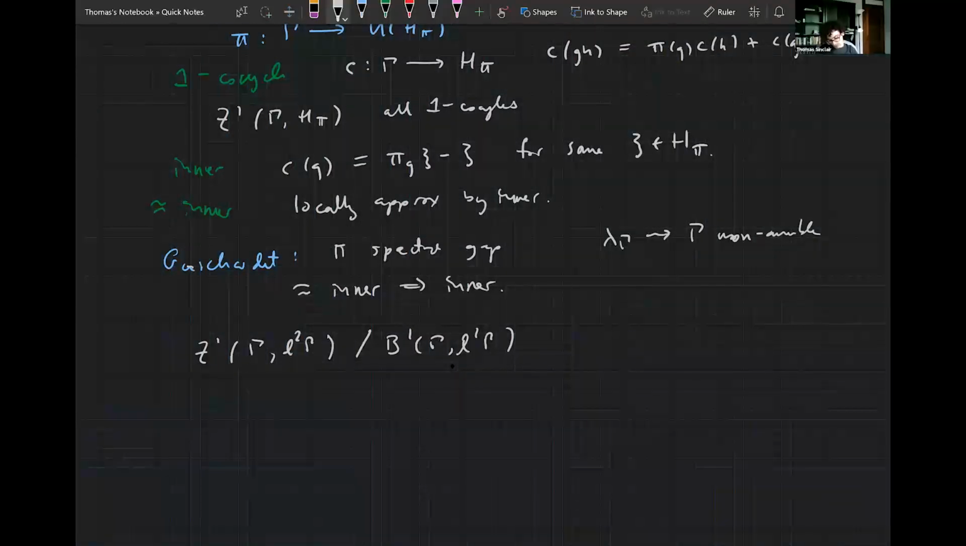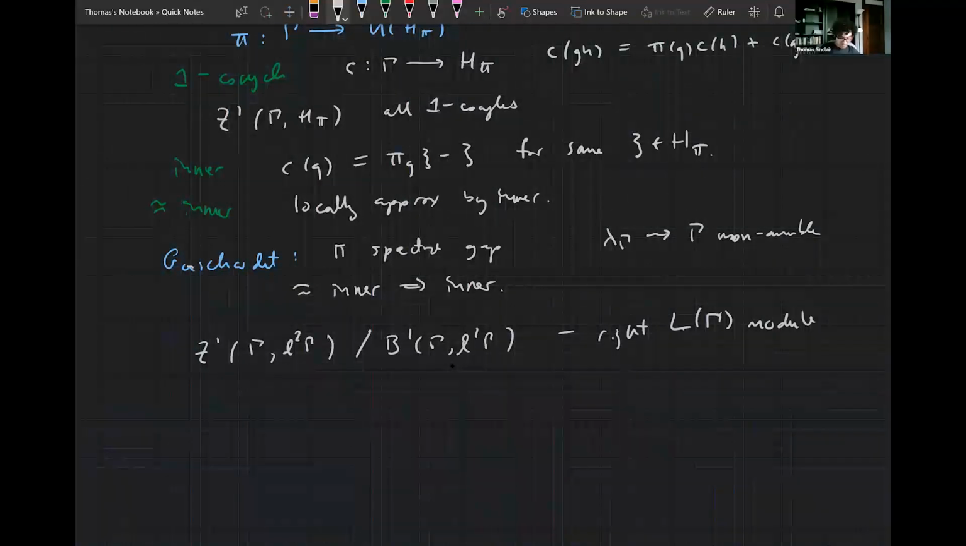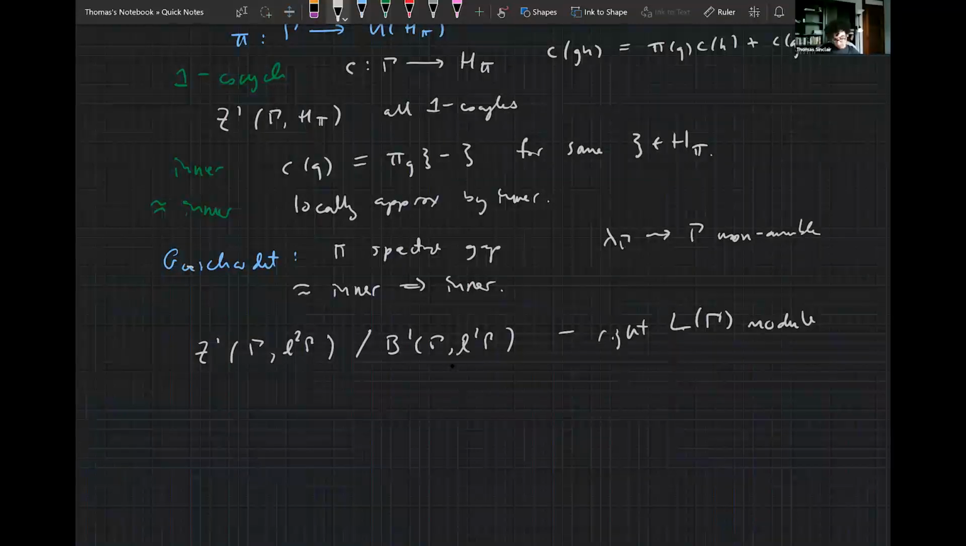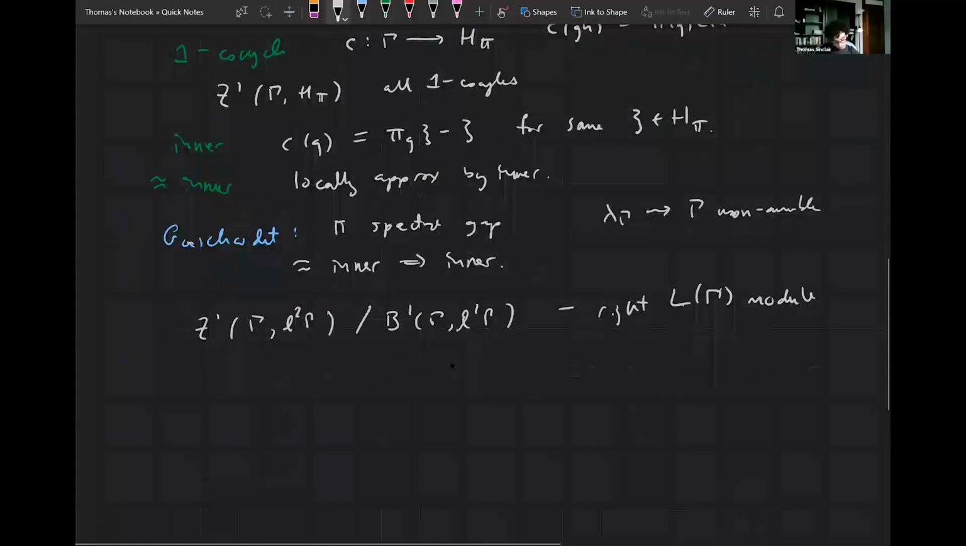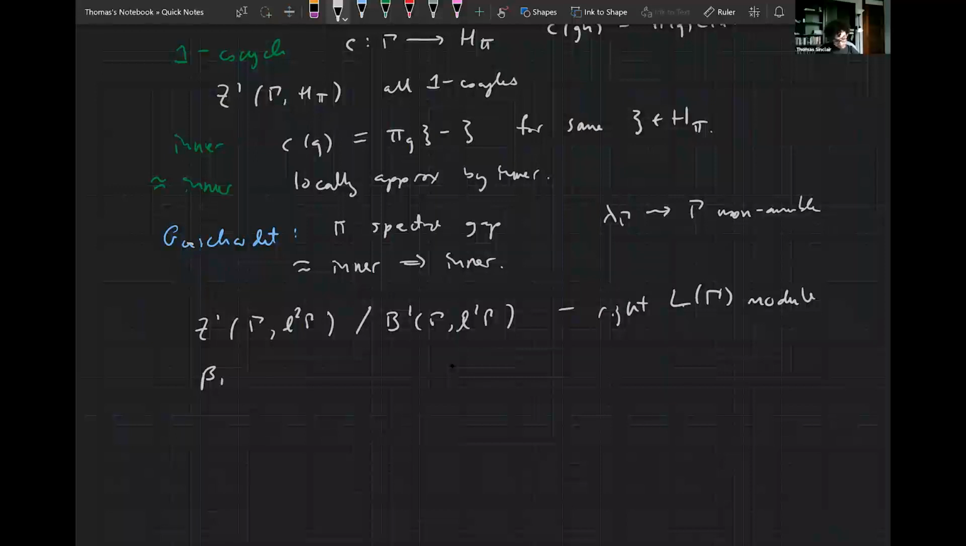And so this turns out to be a right L gamma module. If you just multiply the vectors on the right instead of the left, all of the algebraic identities are preserved, and inner things go to inner things. And so this has a dimension, and the first L2 Betti number of the group is the dimension of this thing.